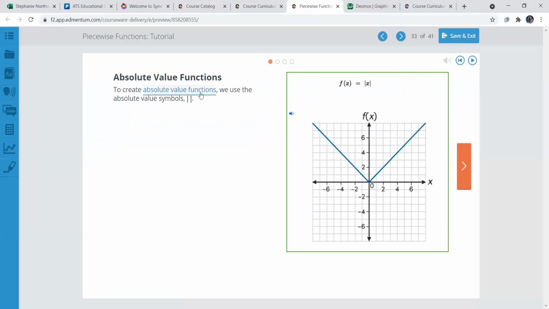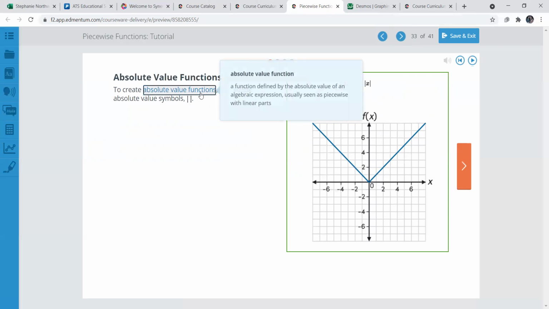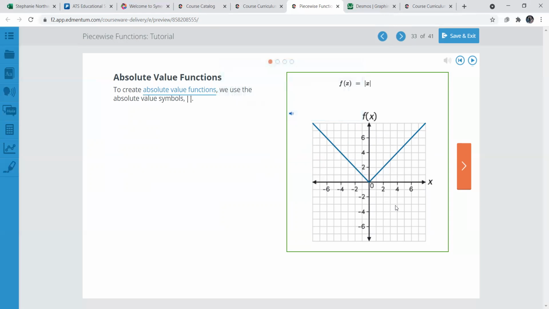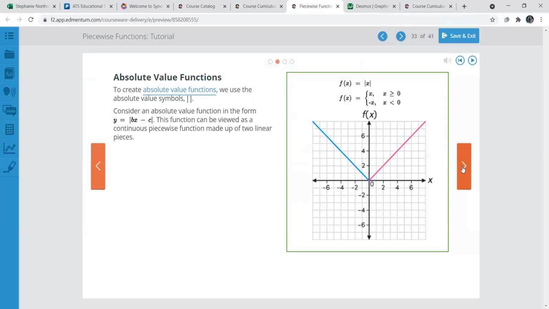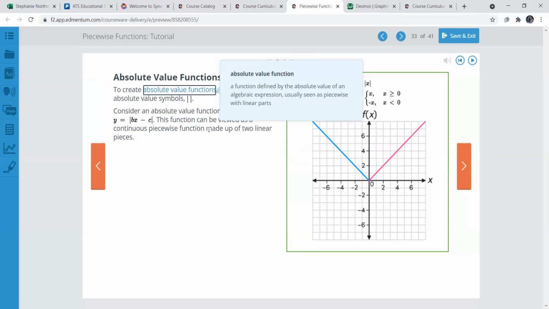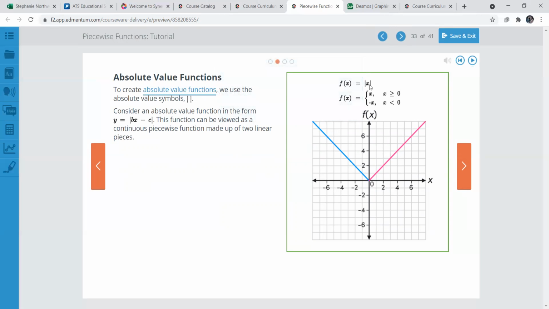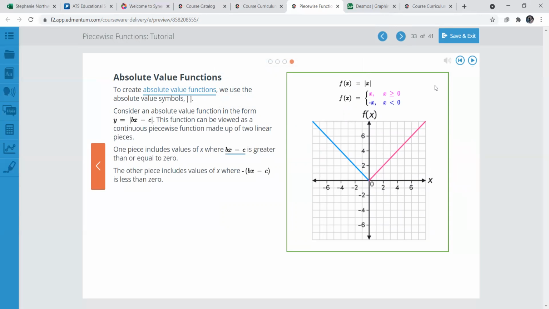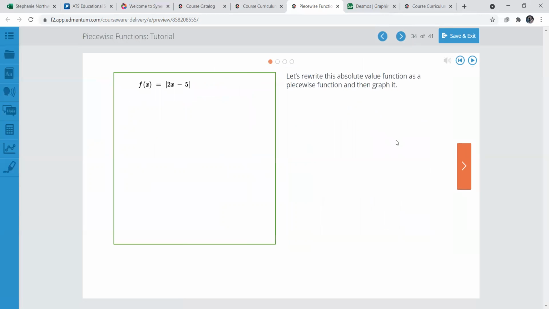Now let's see absolute value functions. A function defined by the absolute value of an algebraic expression, usually seen as piecewise with linear parts, meaning 2 functions are linear, they connect together in the middle somewhere and make absolute value. So there you have it. There's 2 different equations here. They're connected together, and that's what makes it the absolute value function.